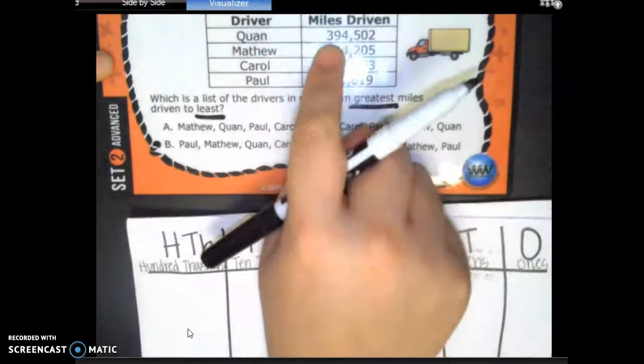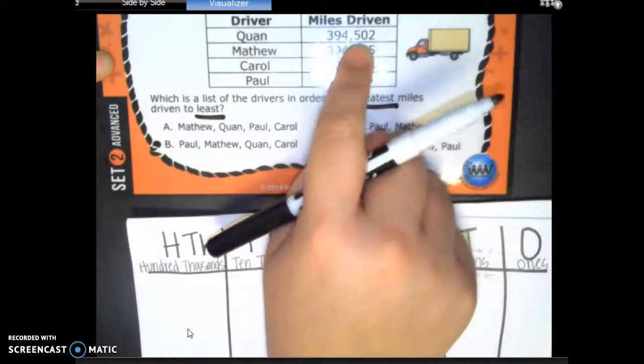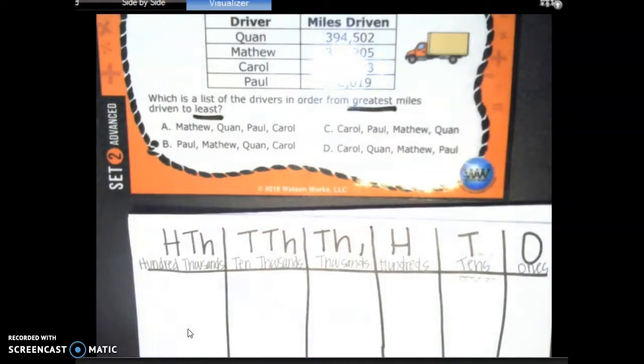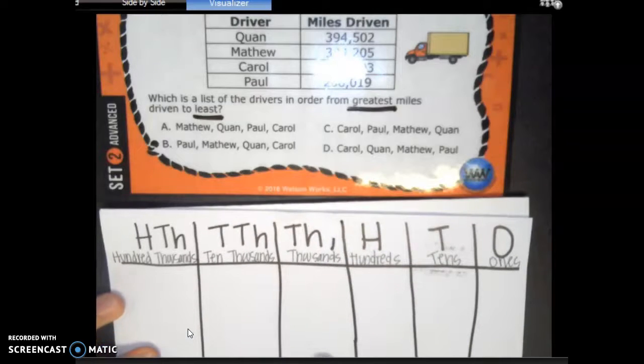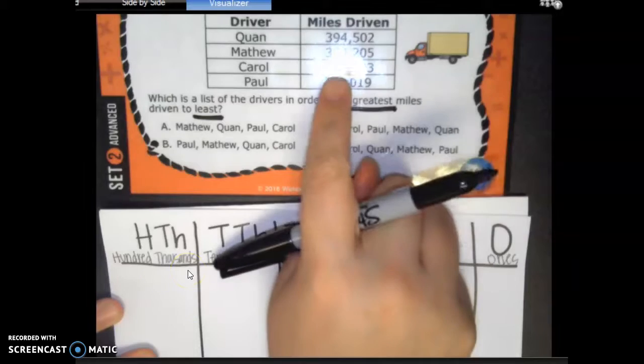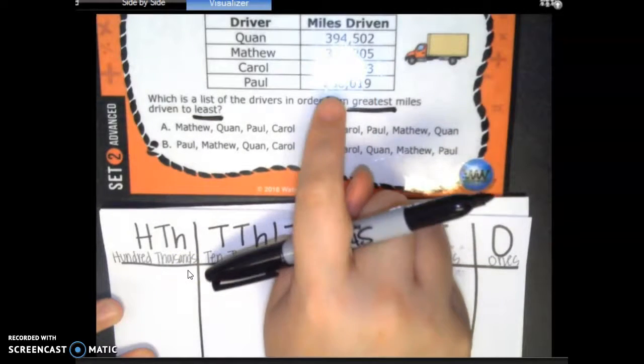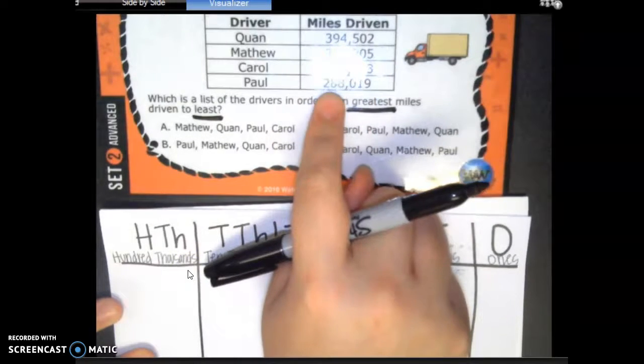Juan has driven 394,502. Matthew has driven 394,205. Carol has driven 425,093. And Paul has driven 288,019.